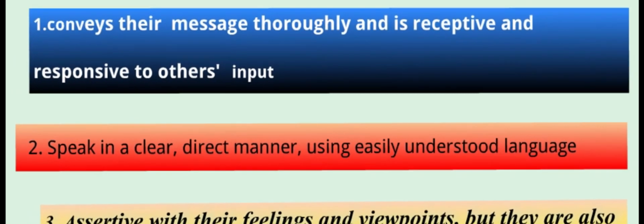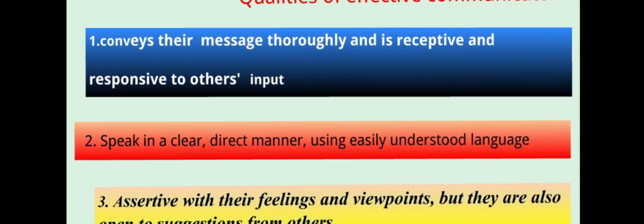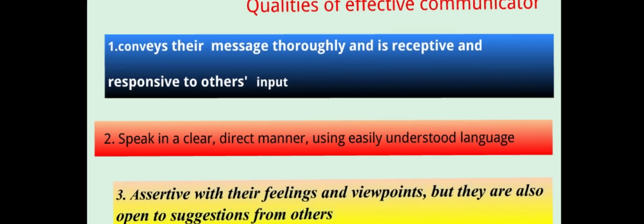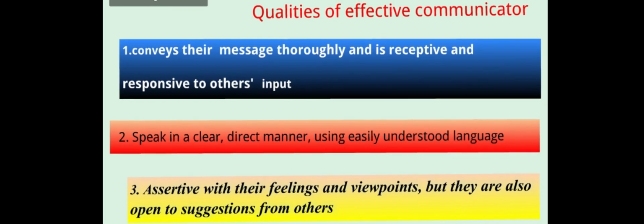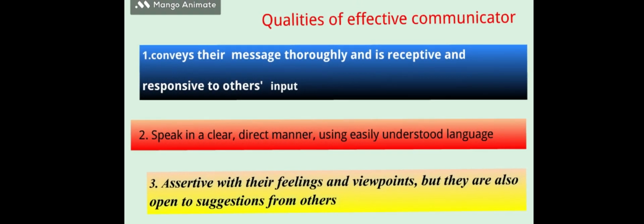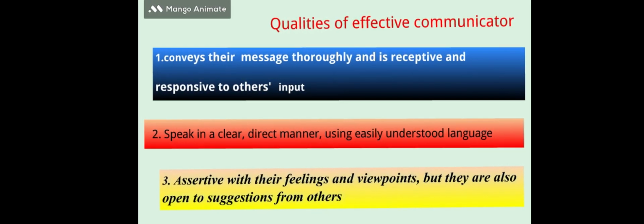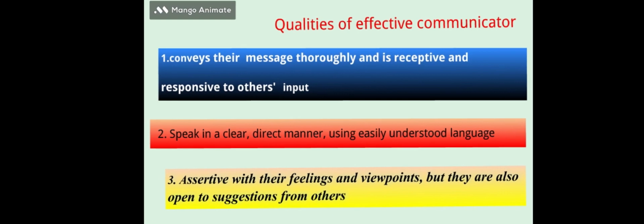Today we are going to see about tips of communication. To do so, we can see the three basic sections of today's lesson. The first, qualities of an effective communicator. The second one, 5 tips of effective communication. The third one, the 4 tips to communicate with difficult behaviors.